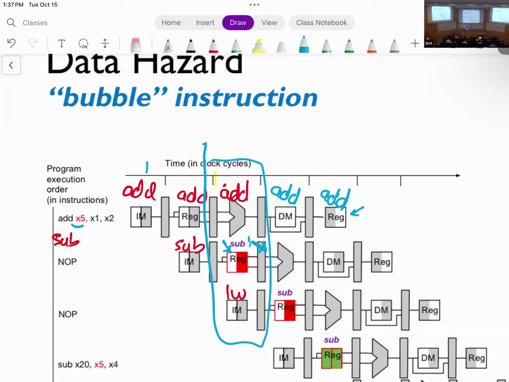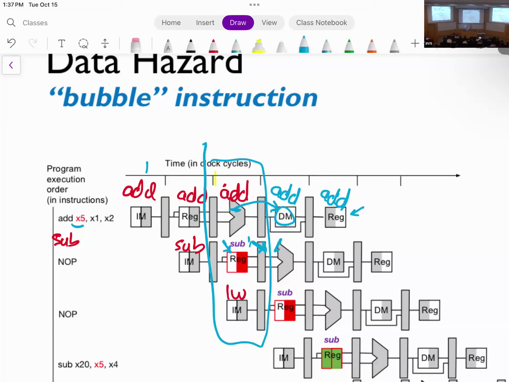So now the question is that add used to be in the ALU stage, now has advanced to the memory stage. I need to replace add with something. I cannot keep add in the ALU stage because then I'll do multiple adds, which also results in wrong values. I need to replace add with some kind of no operation, something that doesn't hurt or doesn't have any impact in my processor.